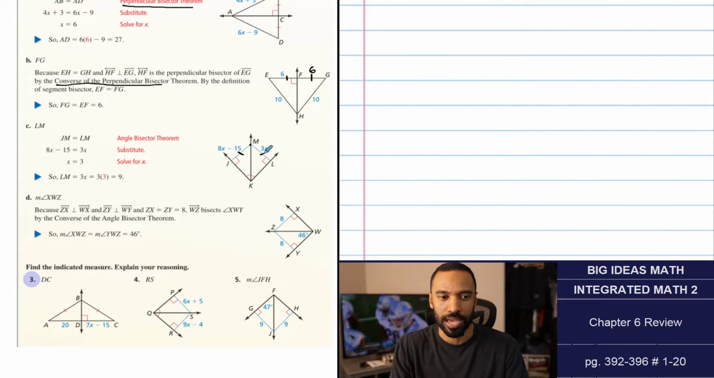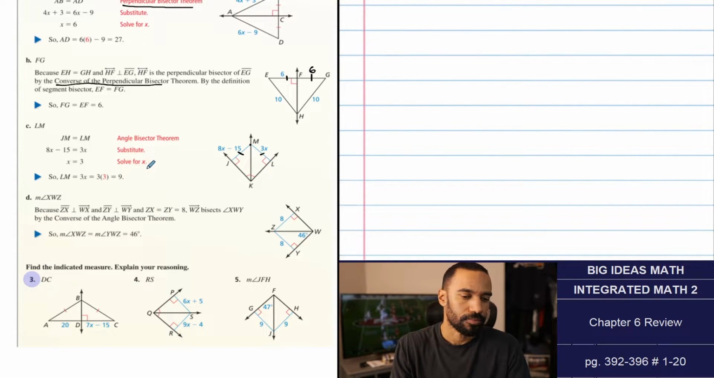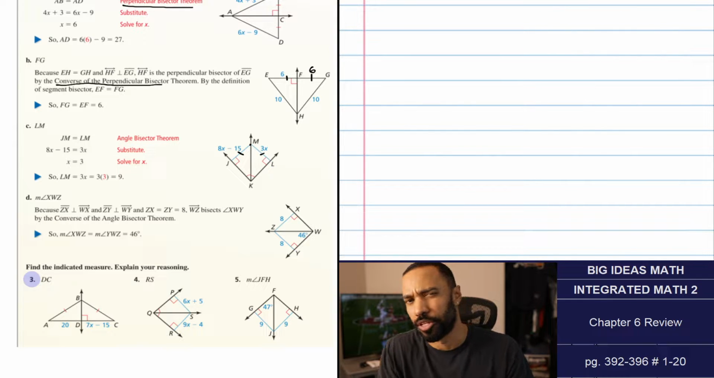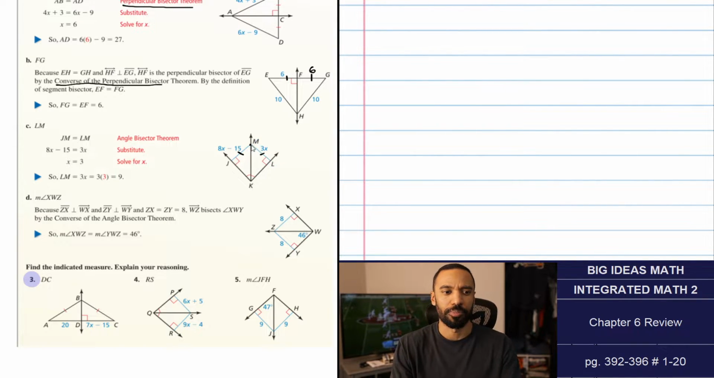8x minus 15 and 3x. You set them equal. Solve for x. Find the length of LM. Substitute 3 in there. 3 times 3 is 9. If they ask for angle measures, make sure you put the degrees. If they had inches or something, you would put inches.